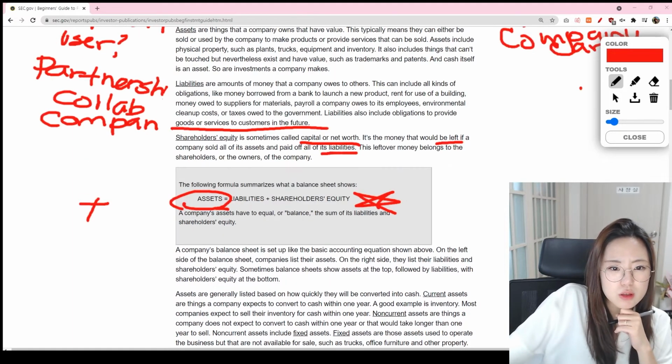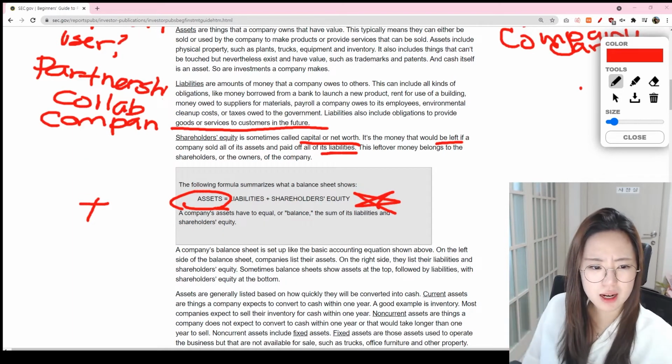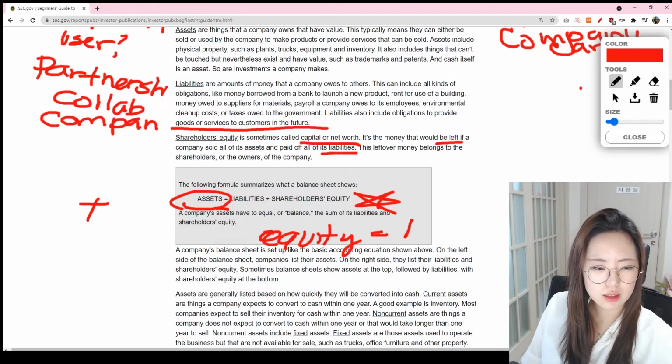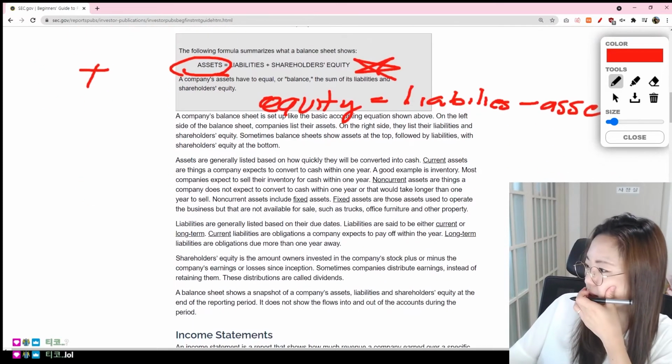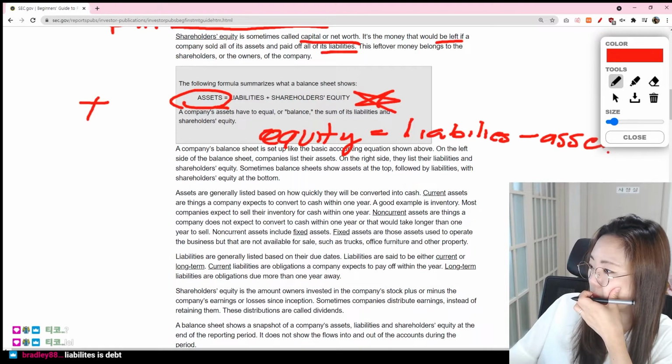But I don't really... So shouldn't it usually be... I thought usually it was equity equals liability minus asset. Oh, you guys don't see. Wasn't it usually like this, no? Huh?